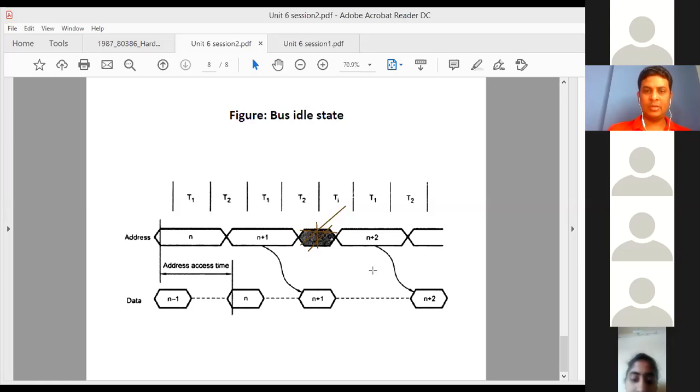Okay. So here the questions may be asked on the pipeline bus cycle, the non-pipeline bus cycle, and what the bus idle state is. These are the three questions which may be asked in the exam. So I hope today's lecture was fruitful for you.